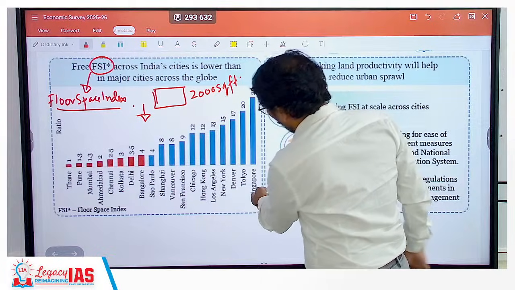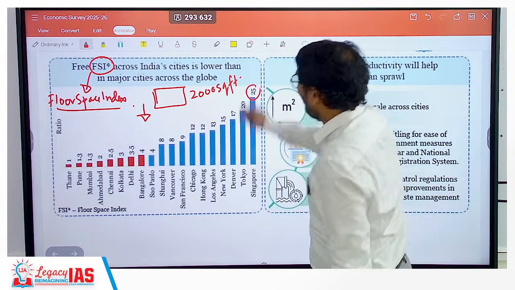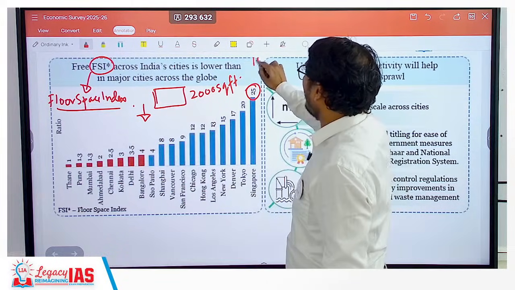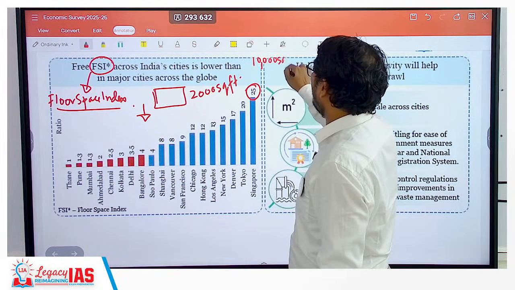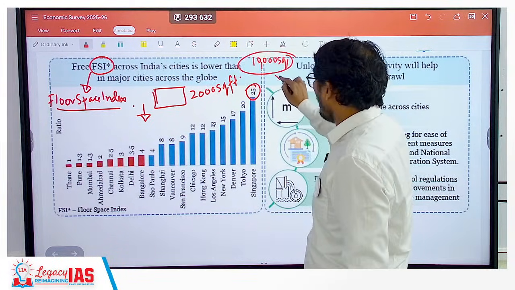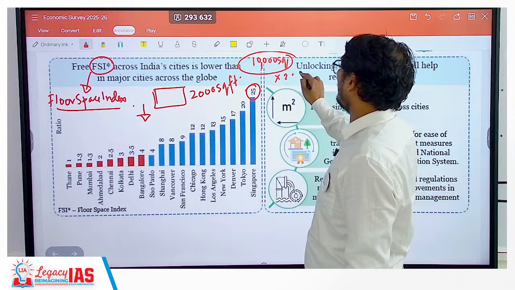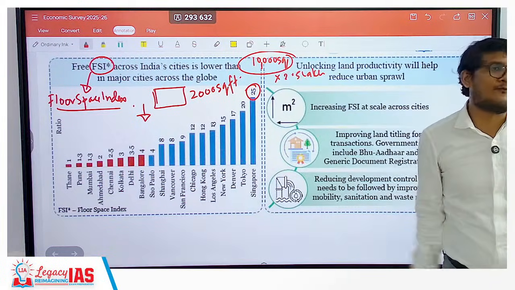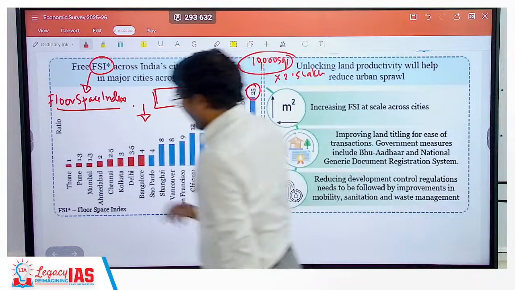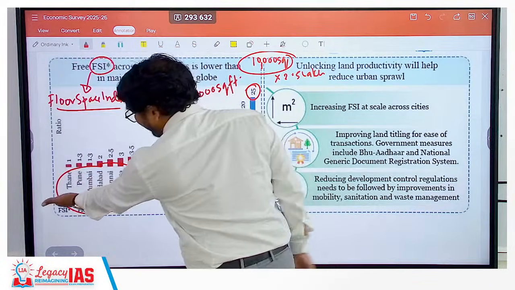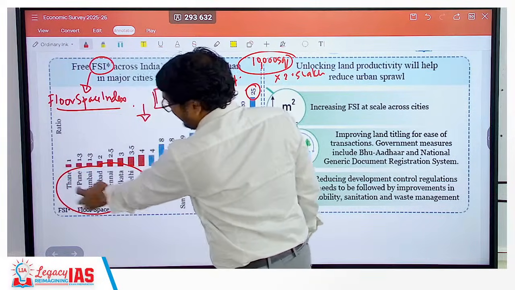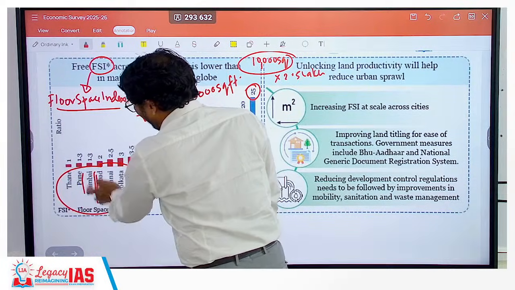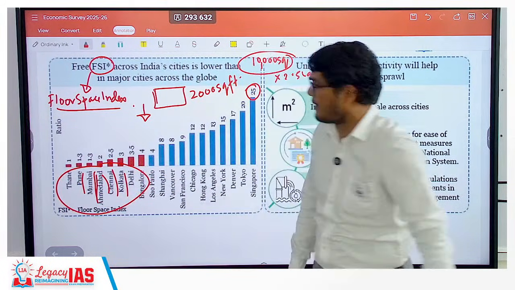So if you look at the floor space index in Singapore, it's 25. That means, let's take a bigger example, on a 10,000 square feet land, you can basically have construction of 2.5 lakh square feet because 25 is the floor space index. But in India, in different cities and regions, Thane, that's Navi Mumbai, the outskirts of Mumbai, this is a major part of Mumbai. Then Pune, Ahmedabad, Chennai, Delhi, all these are mentioned here.